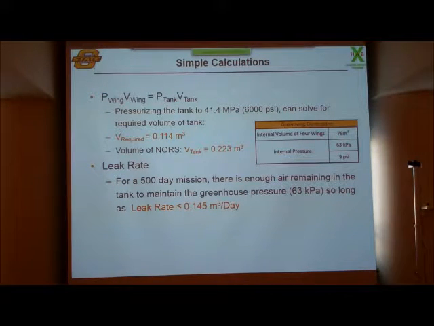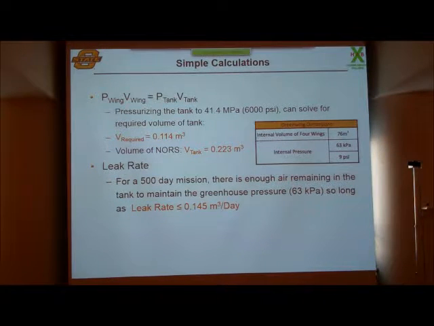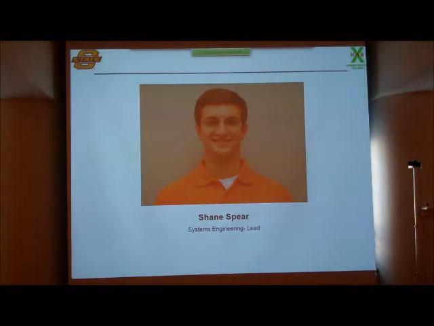In order to figure out if our tank will be supported, we had to use Boyle's law, and we know our pressure that we need to sustain within the wing, the volume of the wing, and the pressure inside the tank. So we were able to narrow down that we need 0.114 cubic meters of tank volume, and the NORS tank successfully almost doubles what we need, so we are able to go through and iterate to find our leak rate. In order to support the mission successfully, we need to keep our leak rate just under 1.45 cubic meters per day. I'll now pass it over to Shane in order to continue the systems.